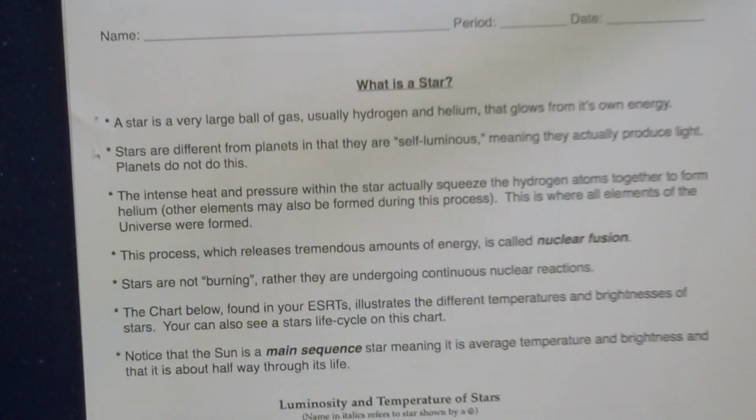What is a star? A star is a very large ball of gas, usually hydrogen and helium, that glows from its energy. Stars are different from planets in that they are self-luminous, meaning they actually produce light. Planets do not do this.